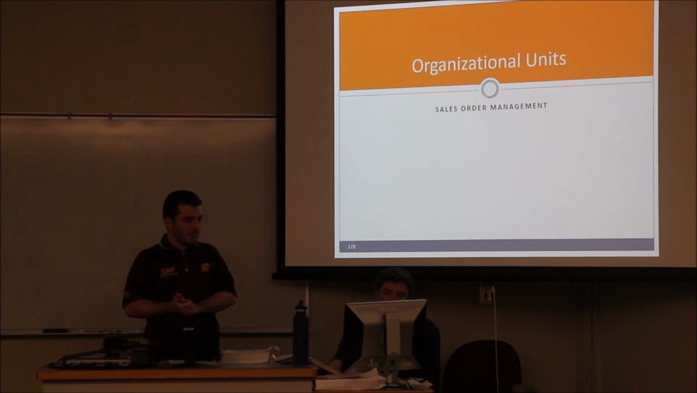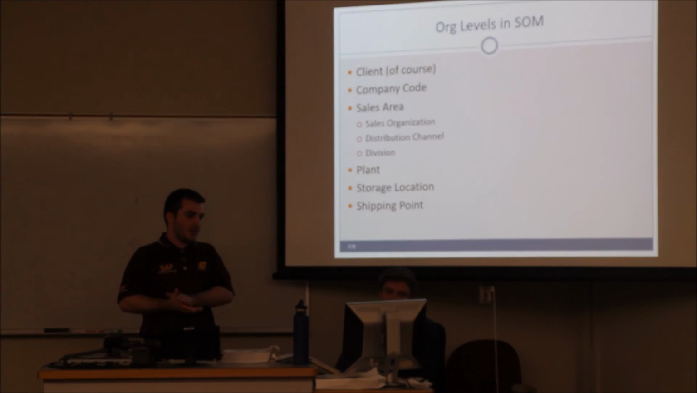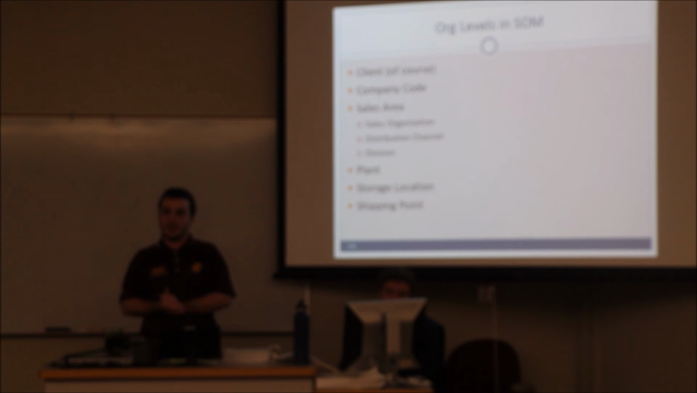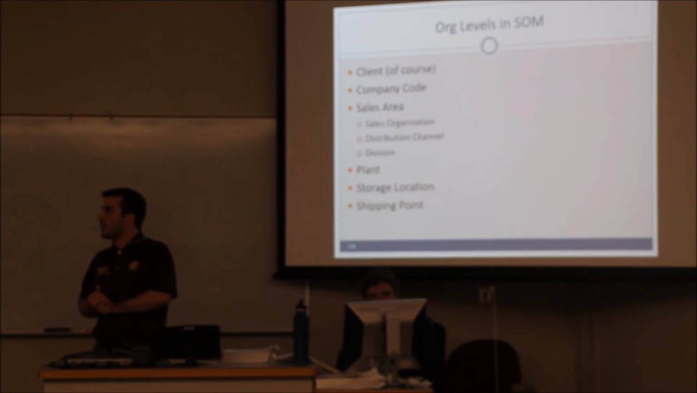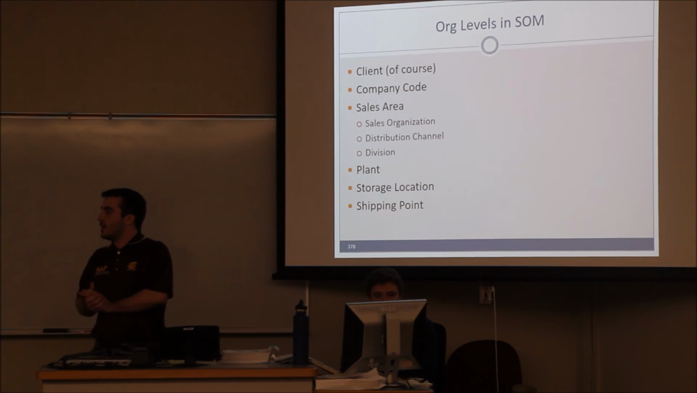Organizational units. At the top of every single organizational level for every module is the client. That should be a no-brainer right now. We've said this a lot. And then below that is the company code, the sales area, which is composed of the sales org, the distribution channel, the division, and then we're going to have our plants, our storage locations, and shipping points.